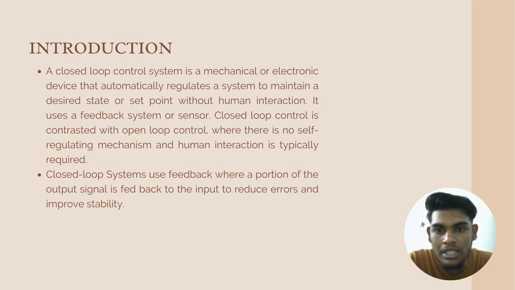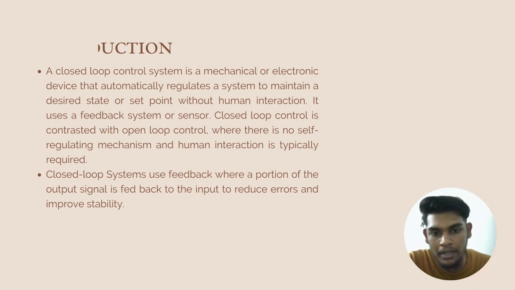Closed loop control is in contrast with open loop, where there is no self-regulating mechanism and human interaction is typically required. Closed loop systems use feedback, where a portion of the output signal is fed back to the input to reduce errors and improve stability.